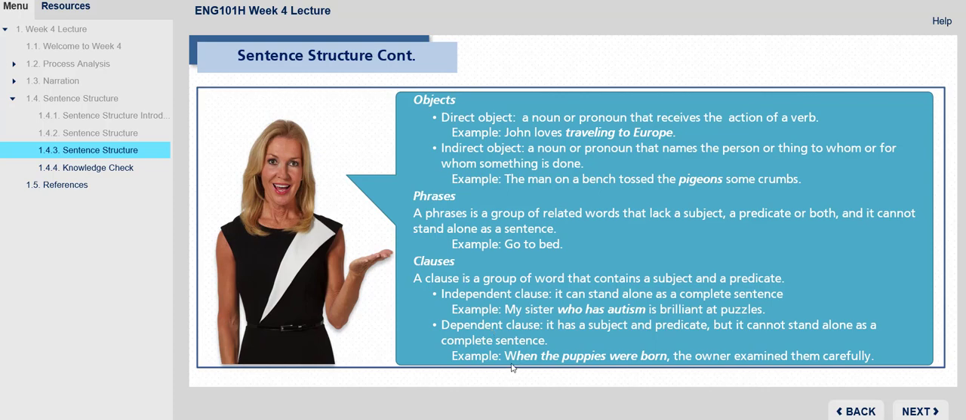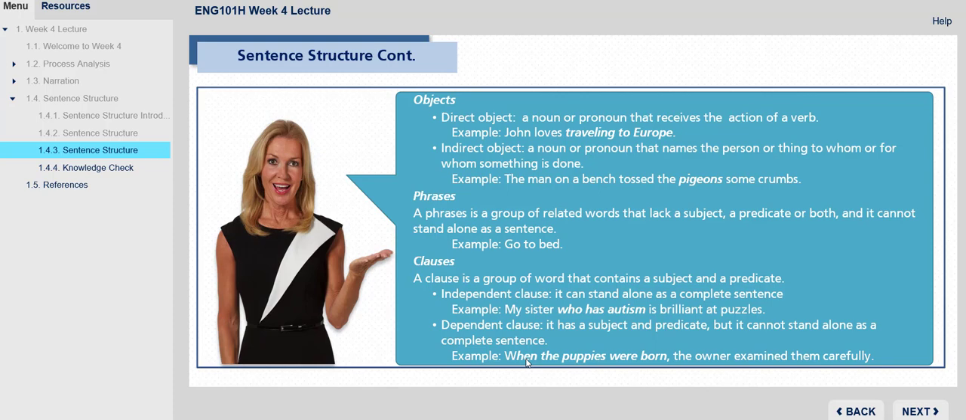So here, when the puppies were born, that's a dependent clause because you have this subordinating conjunction when. That's why I always tell students, you need to have your own list of subordinating conjunctions, so that way you can have proper comma usage. You know that it's a dependent clause and you know that it's a complex sentence. So that's what knowing something is a subordinating conjunction does for your writing.